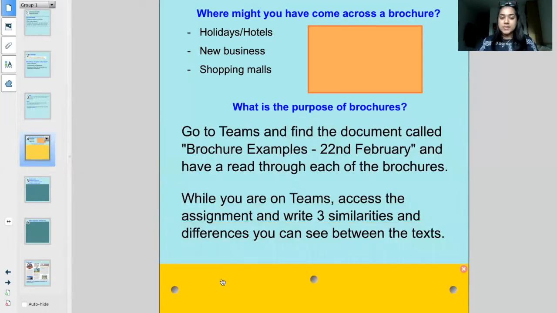What I'd like you to do, remember I said we're going to be going back and forth between Teams and this video. Could you please now go to Teams and find the document called Brochure Examples? It's in your assignment with today's date on it. And what I'd like you to do is have a read through each of the brochures. There will be 3 in one document. And I'd just like you to find 3 similarities and 3 differences between the texts. There will be a table for you to fill out. Please, can you head over to Teams now and do just that?